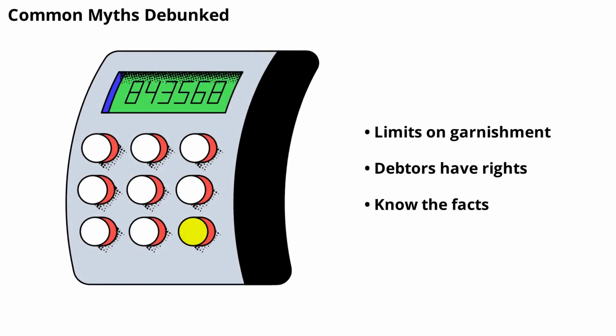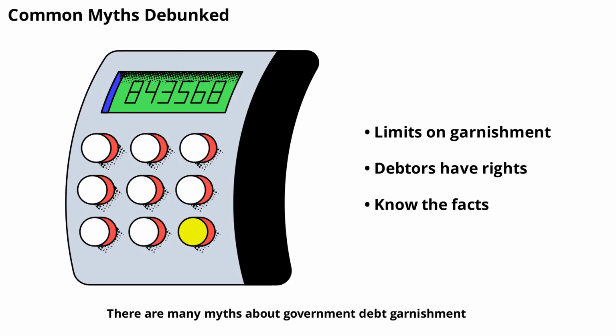There are many myths about government debt garnishment. Some people believe the government can take all your wages or that you have no rights. In reality, there are strict limits on how much can be garnished, and you have the right to notice and appeal. Understanding the facts can help you respond effectively and protect your finances.